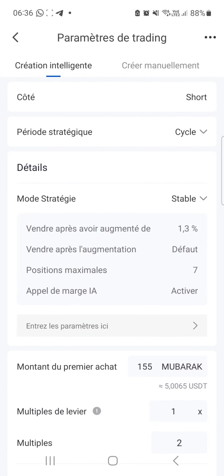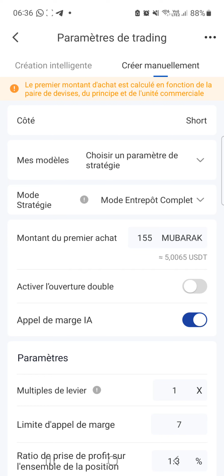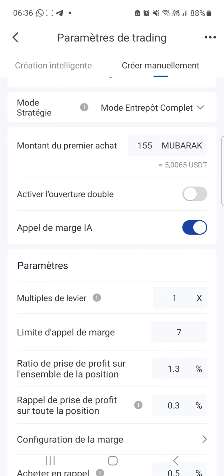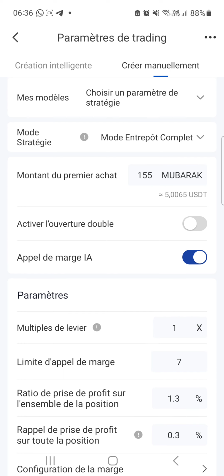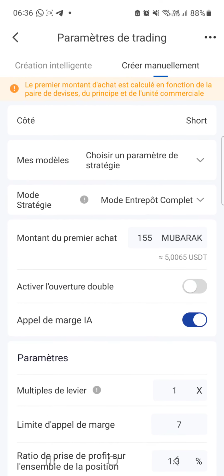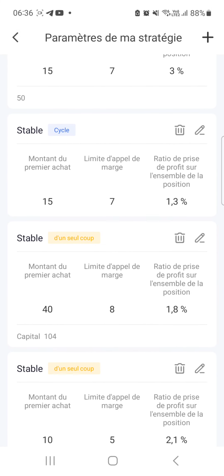Then you go and look for your strategy. You don't need to be creating a strategy for your trade at any time. It's just that you want to know how much exactly you want to put in the coin. So I come here, I tap on manually. Because if you want to reset the parameters anytime they send the signal, you will be late. So I tap on choose a strategy.